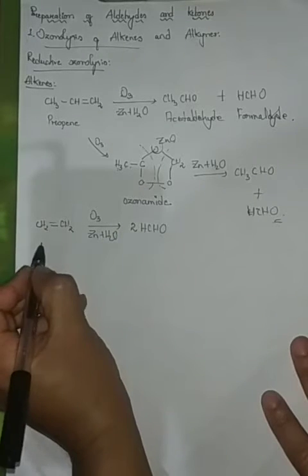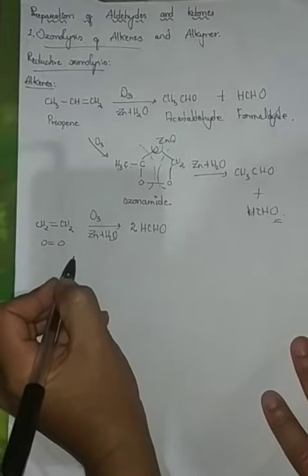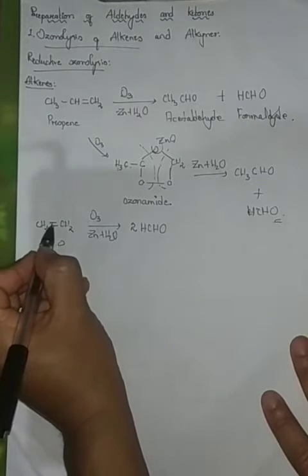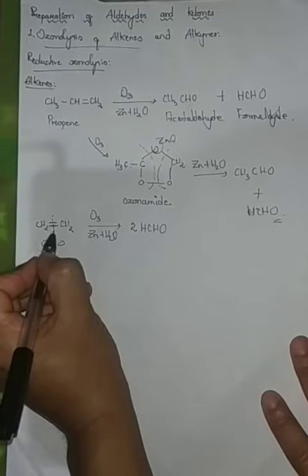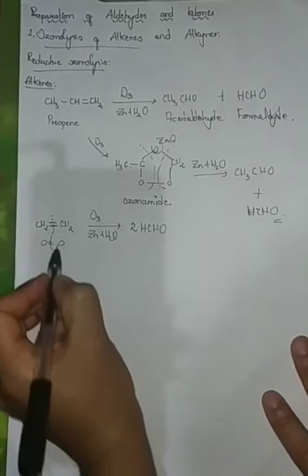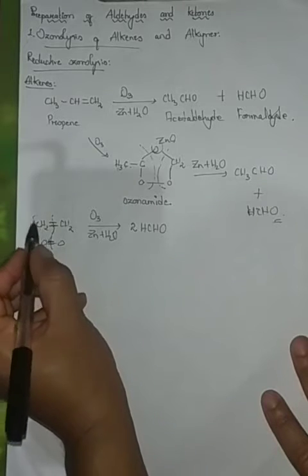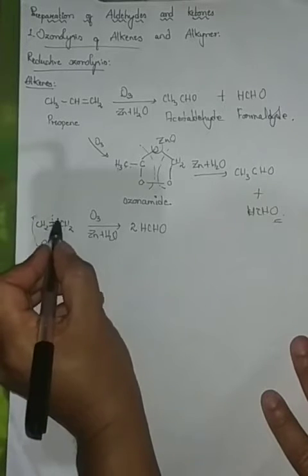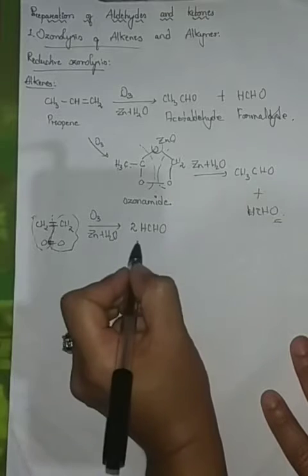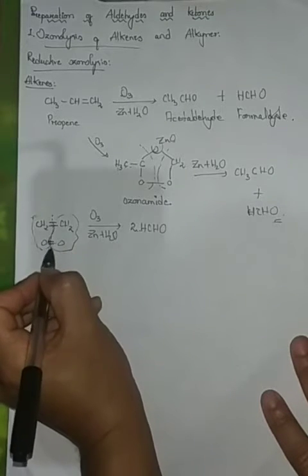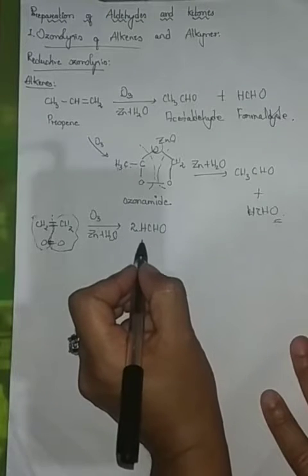This is our ozone molecule. Now just write the ozone molecule in this way. Now both the bonds break along, and then it goes like this. Therefore one CH2 takes this oxygen, another CH2 takes this oxygen. Since both the bonds break, there will be formation of 2 molecules of formaldehyde.